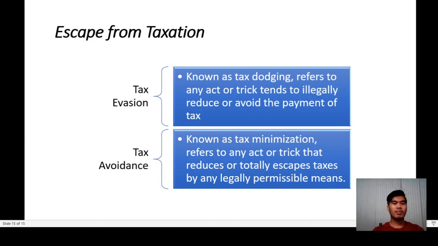Or sinobrahan mo yung expenses nyo. So kung mataas yung expenses, so tendency bababa yung net income. So net income, kung lower yung net income, lower din yung tax natin.